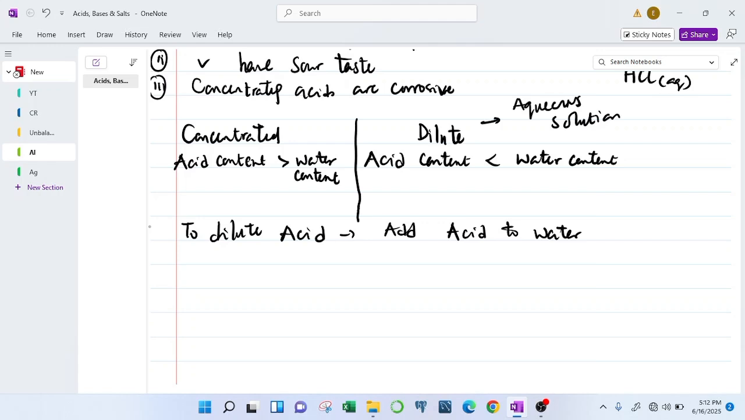So concentrated acids are corrosive, not dilute acids. And take note, no matter the acid, whether strong or weak, as long as it is concentrated, it is corrosive. So take note of that. Concentration does not determine whether an acid is strong or weak, and strength does not determine the concentration. Concentration is just talking about this particular acid: what is the amount relative to water? If the amount is greater than water, it is concentrated. If the amount is less than the amount of water, then it is dilute.